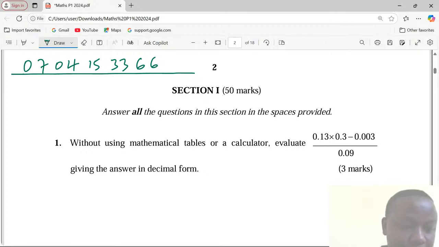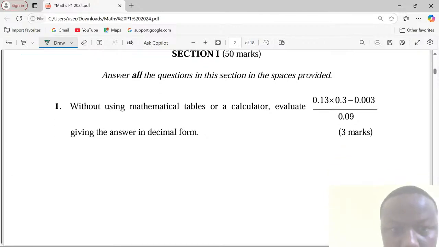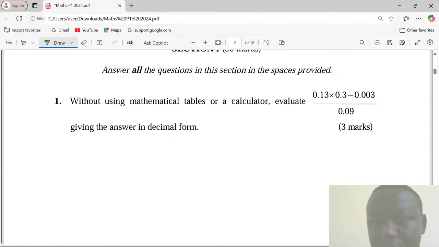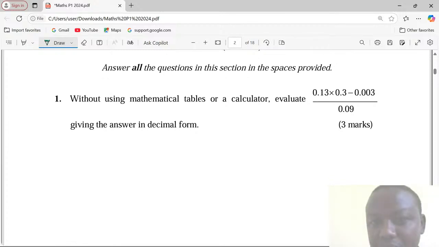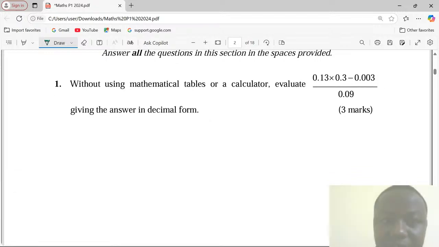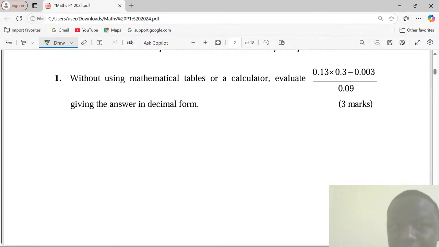Question number 1. Without using mathematical tables or a calculator, evaluate 0.13 multiplied by 0.3 minus 0.003, divided by 0.09, giving the answer in decimal form. Strictly giving the answer in decimal form. So let's look at the possible solution to this question.